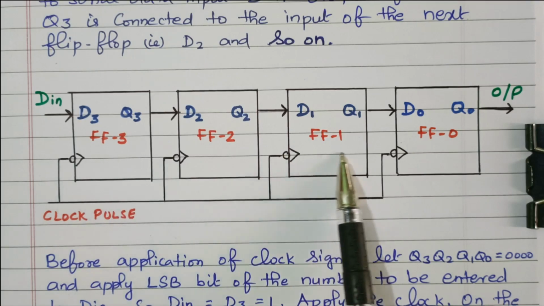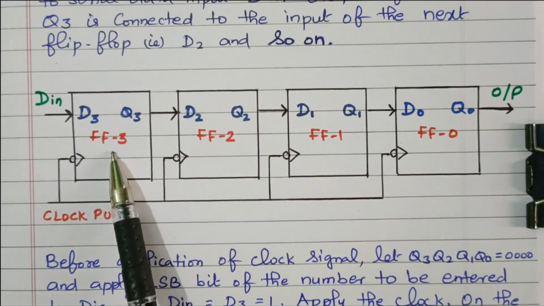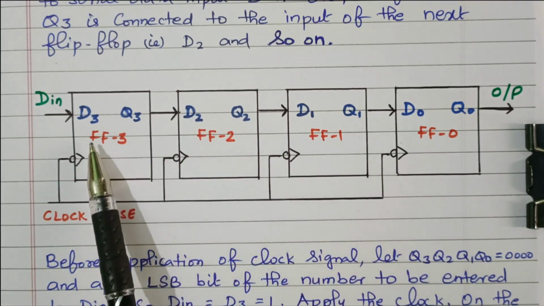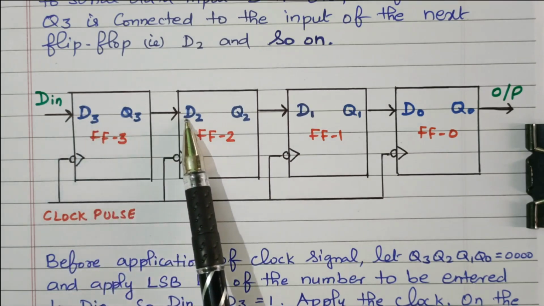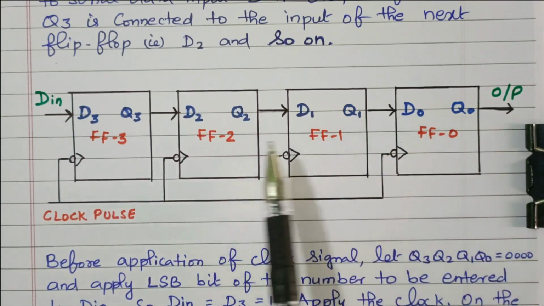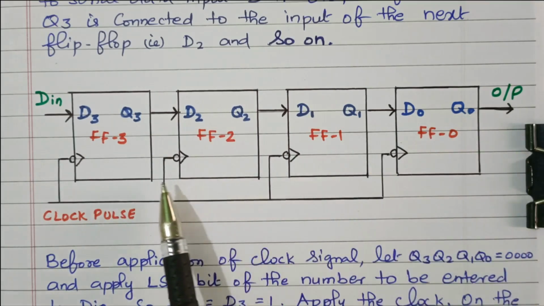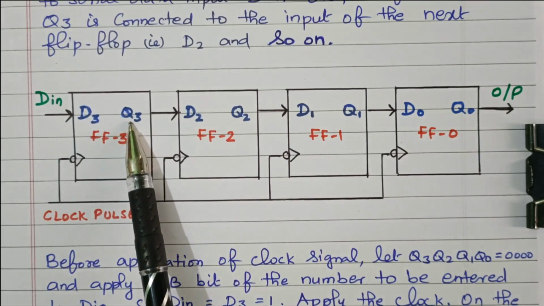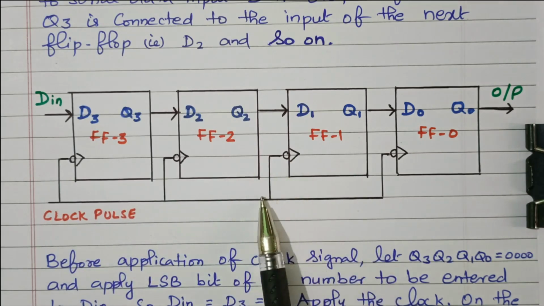So there are 4 registers available. It's made up of the D flip-flop: flip-flop 3, 2, 1 and 0. This is the serial input; the data is sent serially and it is passing through serially, and the output is also taken as serial. The data input is serial as well as the data output. So this is the D input, this is the output, the present state. The clock pulse is given to all the flip-flops.